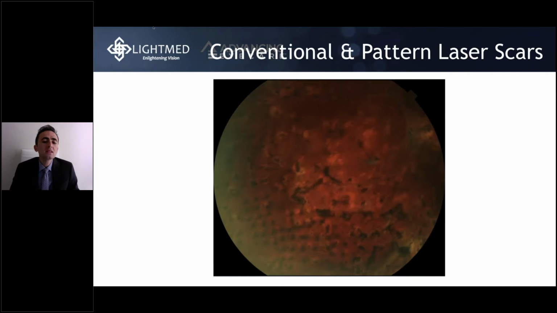And here you can see a combination of both the pattern scan laser on the bottom and the traditional laser scars a little bit closer to the center. You can see how the laser scars from the traditional laser can expand, they're irregular, they can start touching each other as they're expanding, whereas the laser scars from the pattern scan are more aligned and regular.